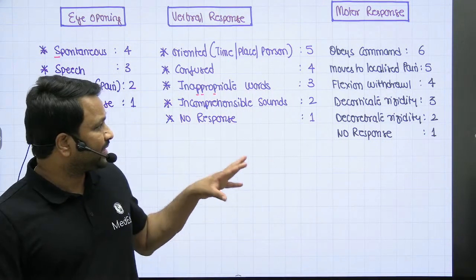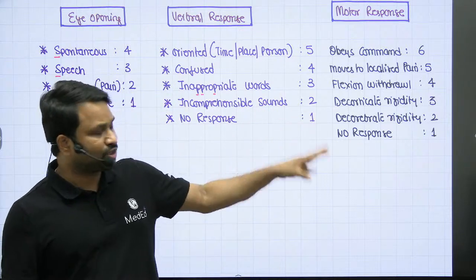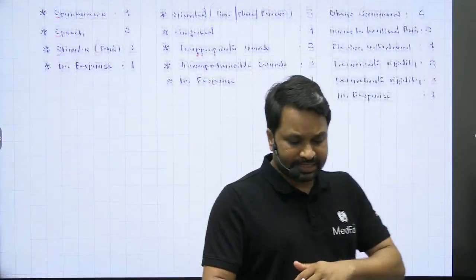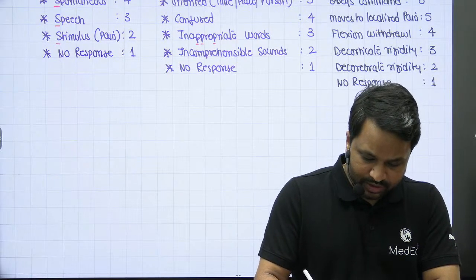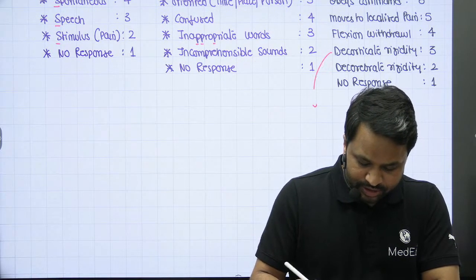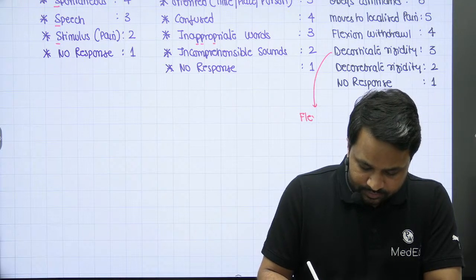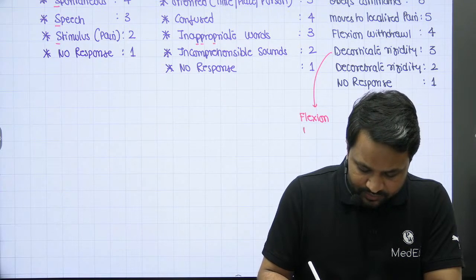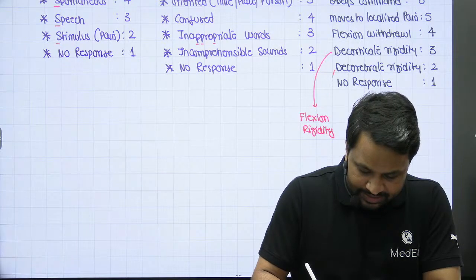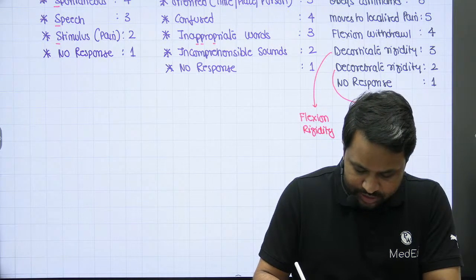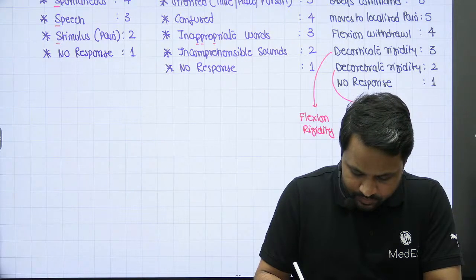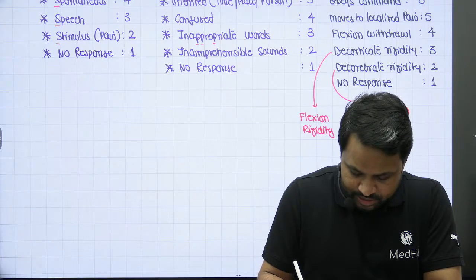So a patient obeys command, moves to a localized pain, flexion withdrawal of the pain, there is decorticate. So when you talk about decorticate and decerebrate rigidity, just for the sake of understanding, decorticate is what we call the flexion rigidity. Decerebrate is your extension rigidity.